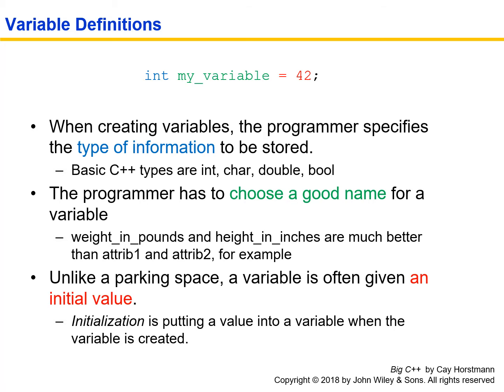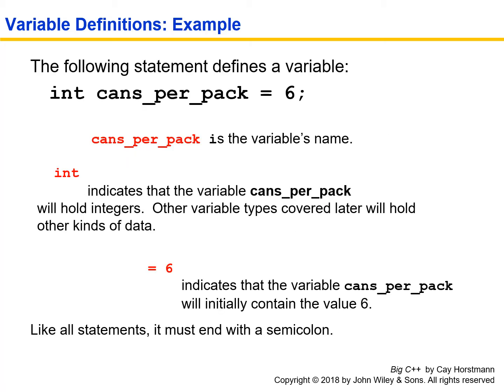Okay. So here is an example of a variable definition that's done well. It's an int, which means it contains integer data. It has the name cans per pack, which is a useful descriptive variable name, and it has an initial value equals 6, which tells us immediately that this is a 6-pack of cans, and the initial number of cans in the pack is 6.